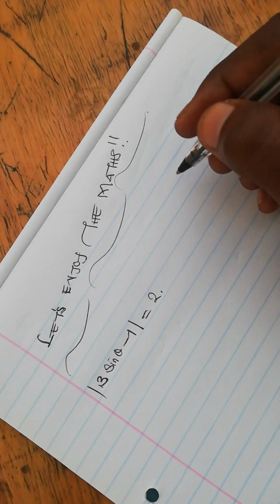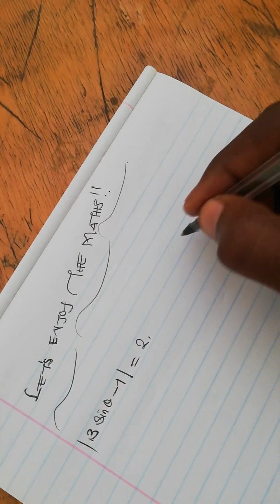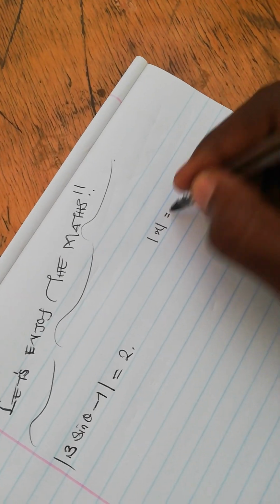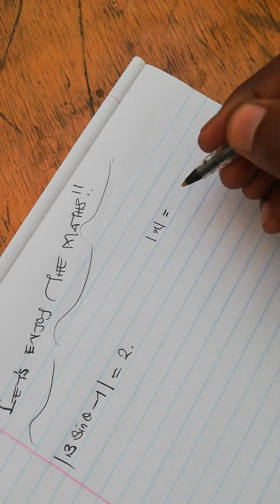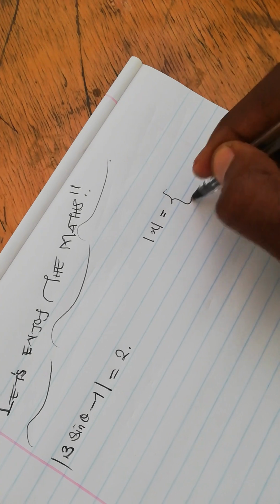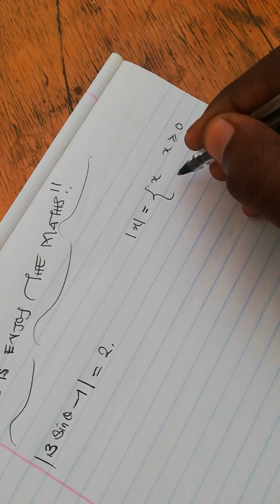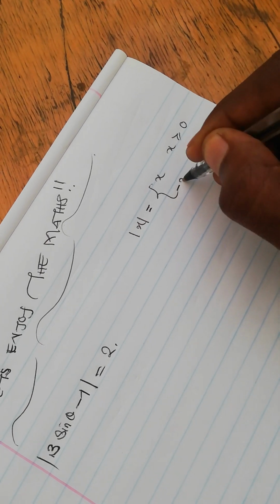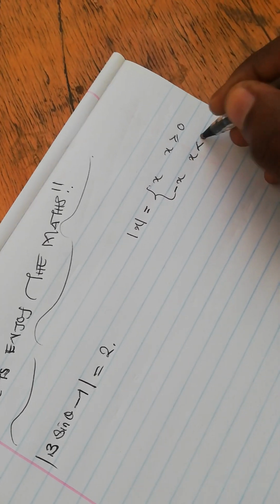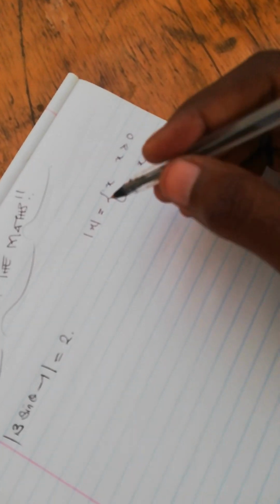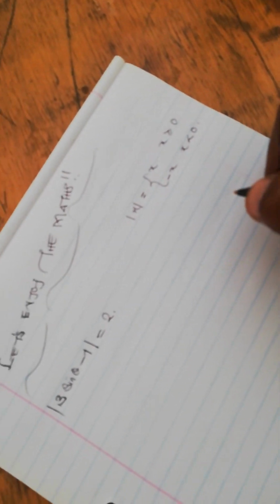So the function modulus of x is defined as x when x is greater than or equal to 0, and it is negative x when x is less than 0. So this is a piecewise defined function. That's how we define the modulus of a function.